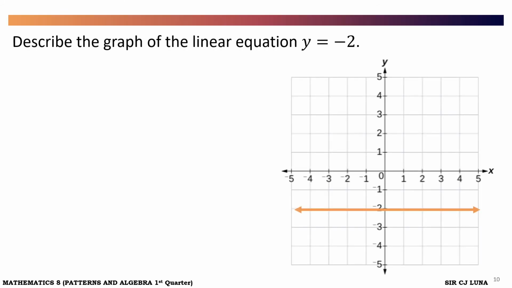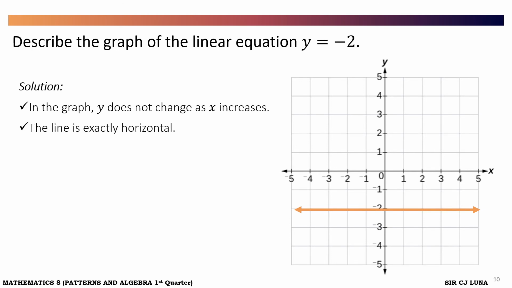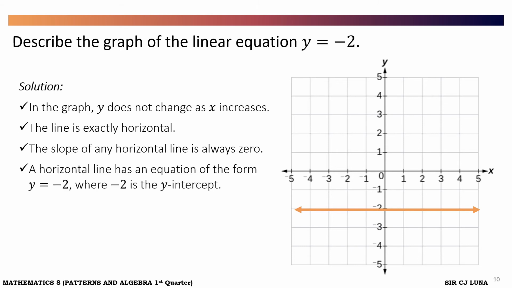Example number 3. Describe the graph of the linear equation y is equal to negative 2. In the graph, y does not change as x increases. The line is exactly horizontal. And the slope of any horizontal line is always 0. So, in our graph, the line goes neither up nor down as x increases. So, ang slope niya ay 0. Kasi constant lang yung y natin. Okay? So, a horizontal line has an equation of the form y is equal to negative 2, where negative 2 is the y-intercept.